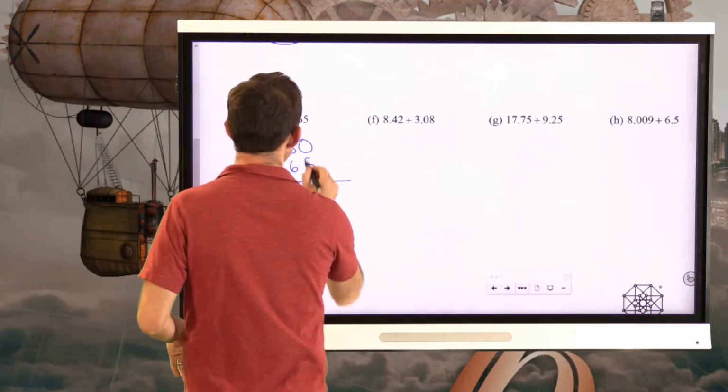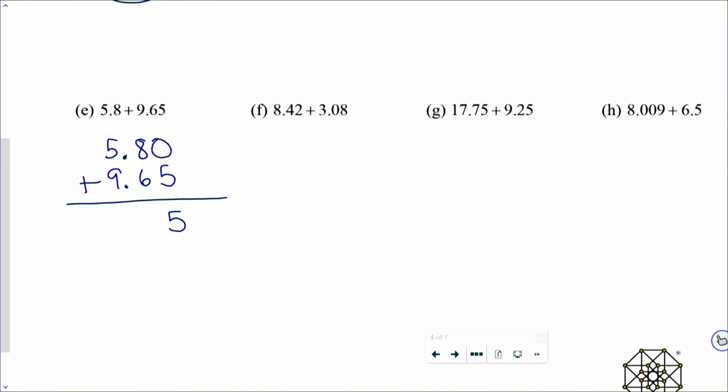and I'm able to say 0 plus 5 is 5, 8 plus 6 is 14, carry the 1, 5 and 1 is 6, plus 9 is 16. Oh, I'm sorry, is 15. I don't know where the 6 came from, 15. And then that decimal place just goes right there, 15.45.